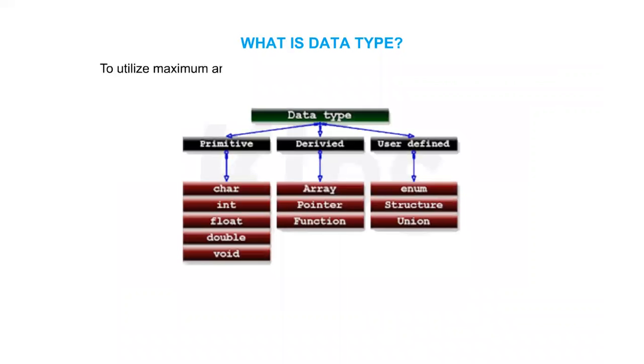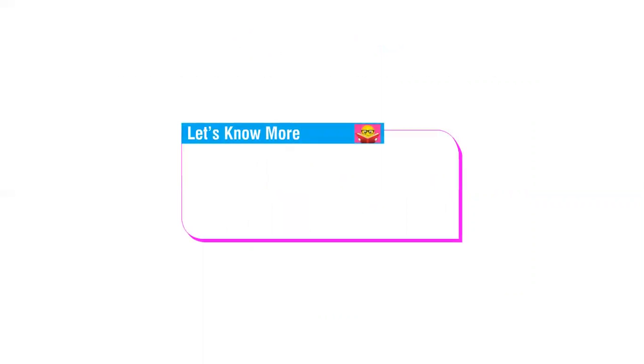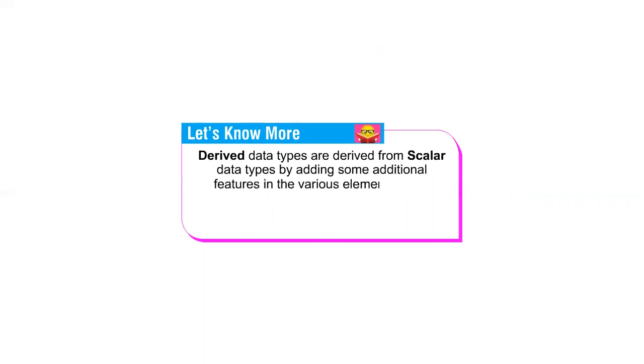To utilize the maximum amount of memory, C provides a large number of data types. Some of the basic data types which are often used in C are given below. Students, do you know? Derived data types are derived from scalar data types by adding some additional features to the various elements of the primitive or scalar data types. Arrays and structures are some examples of derived data types.